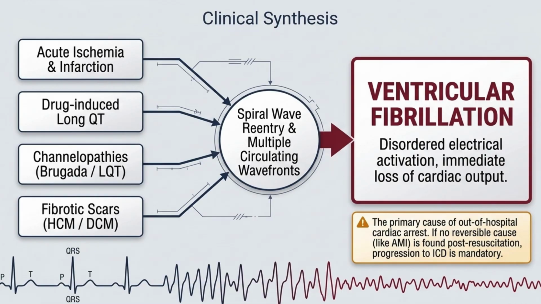Synthesizing these pathways, we see that ischemia, drugs, channelopathies, and scars all converge into spiral wave reentry. This results in the disordered activation of ventricular fibrillation, causing an immediate loss of cardiac output. If no reversible cause like an AMI is found post-resuscitation, progression to an ICD is mandatory. The primary cause of out-of-hospital cardiac arrest is ventricular fibrillation.